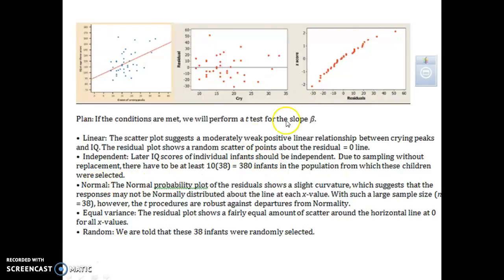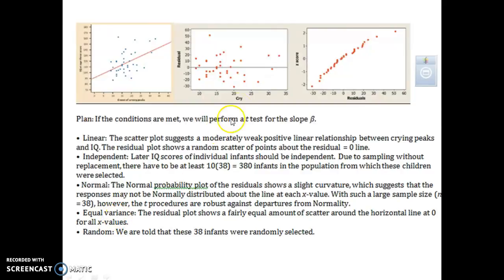The normal probability plot of our residuals is pretty good through the center, but if you look at the tails, it skews off, showing some skewness, or a departure from normality. But because our sample is 38 in size, and we know that t procedures are robust against departures from normality, we can proceed with this inference.